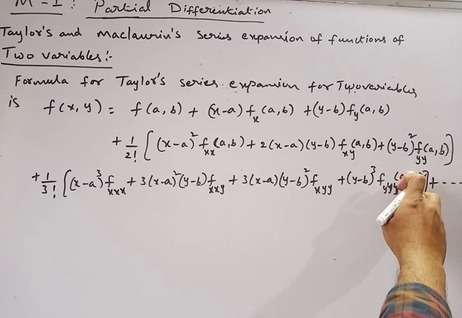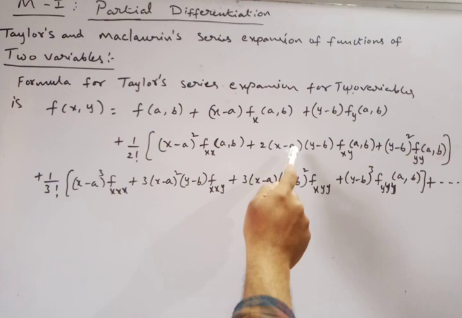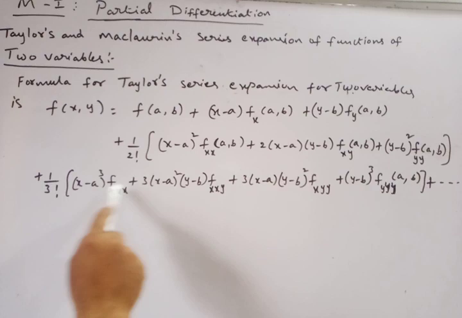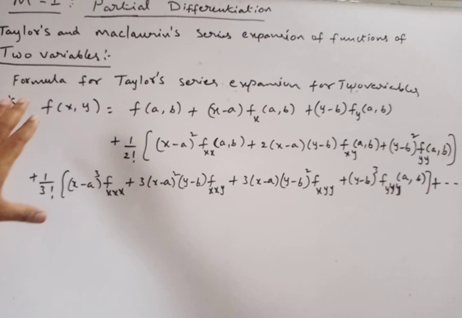How to remember this formula? See here, f of a comma b, and this is general. Now here, 1 by 2 factorial follows the a square, 2ab, b square form. And here it is a cube plus 3a square b, 3ab square and b cube form. So this is a very, very important topic, Taylor series expansion for two variables. Surely he will ask you one problem. So understood, this is the formula for Taylor series expansion for two variables.